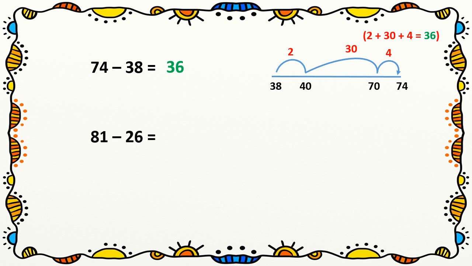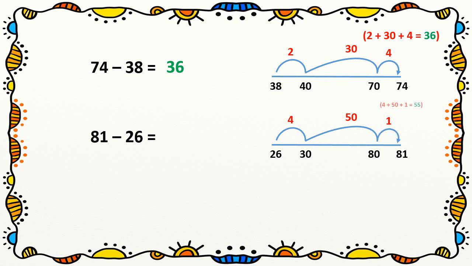81 minus 26 is equal to. 26 onto 30 is 4. 30 onto 80 is 50. 80 onto 81 is 1. 4 plus 50 plus 1 equals 55.